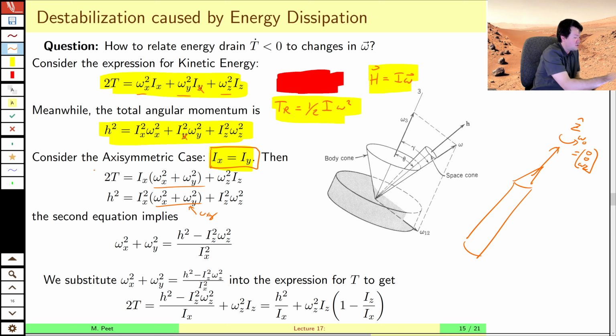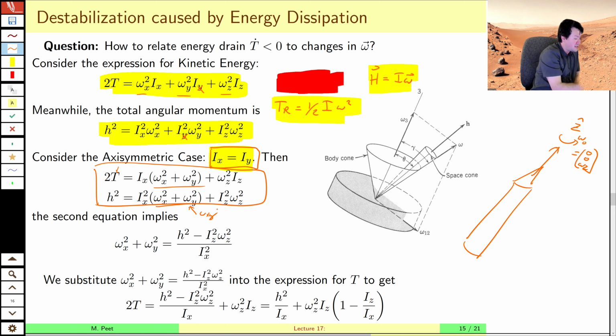We have two equations, two unknowns. Well, really, this is going to be an unknown as well. So we'll try and eliminate omega XY from the system and get a single equation in terms of omega Z, because that's really all we need. That's all we care about.